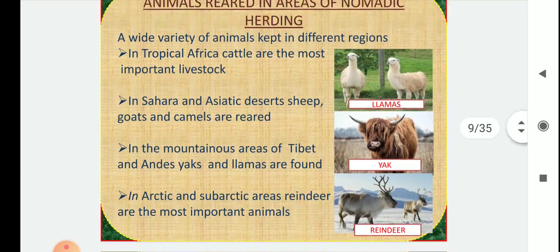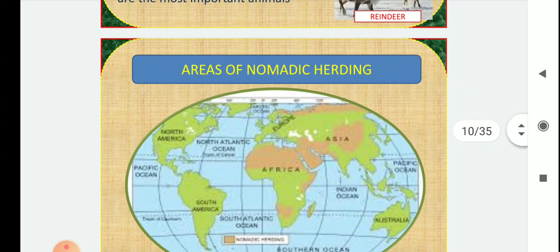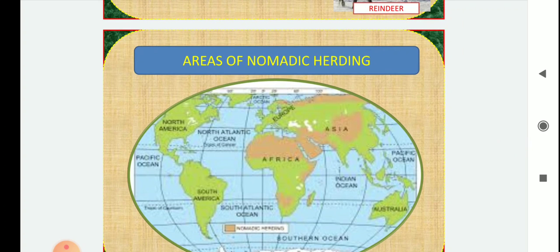So region wise, you can see, students, which type of animals are reared. Areas of nomadic herding: in this map, students, you can see it clearly. It shows the nomadic herding places, in some parts of Asia, some parts of Africa, and the southern part of Africa, the shaded parts. These are the areas of nomadic herding.